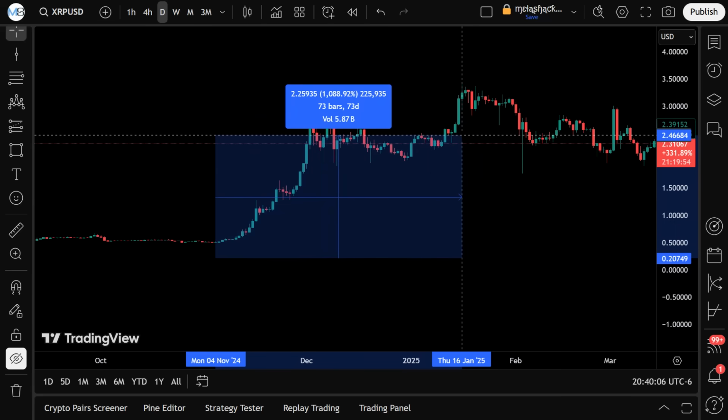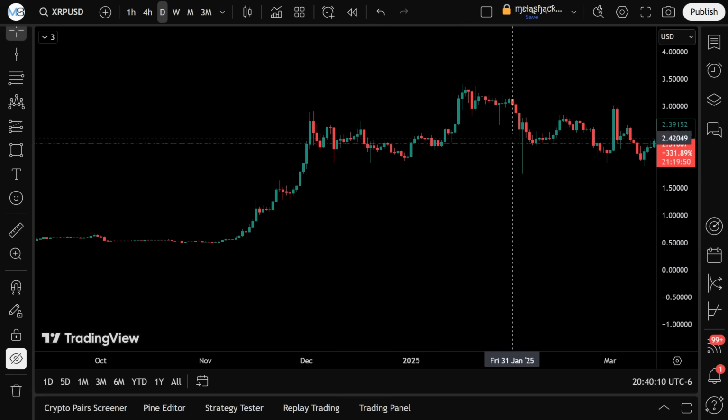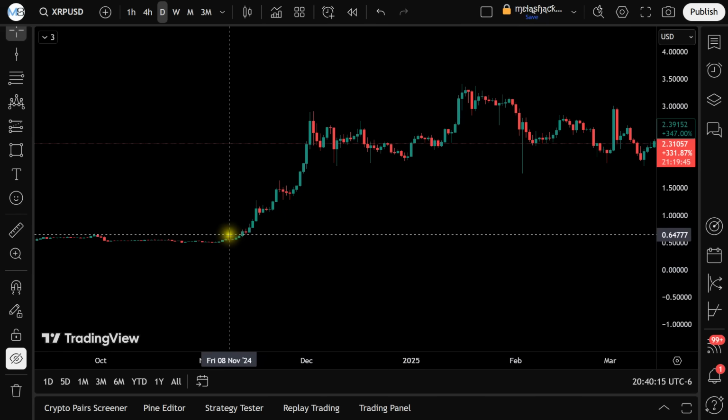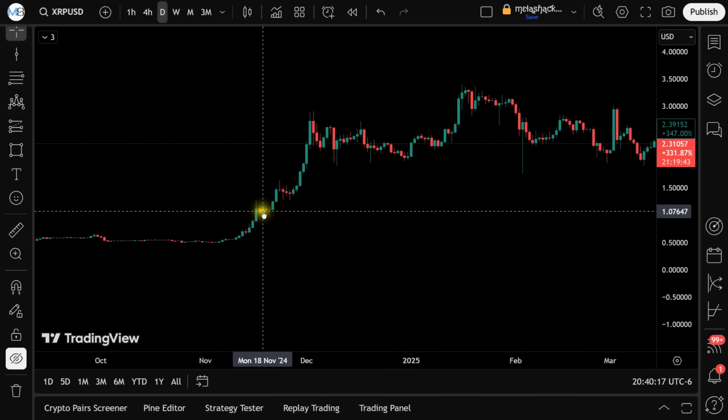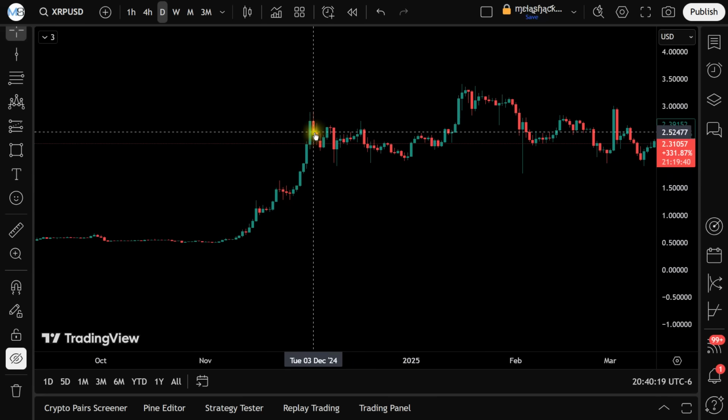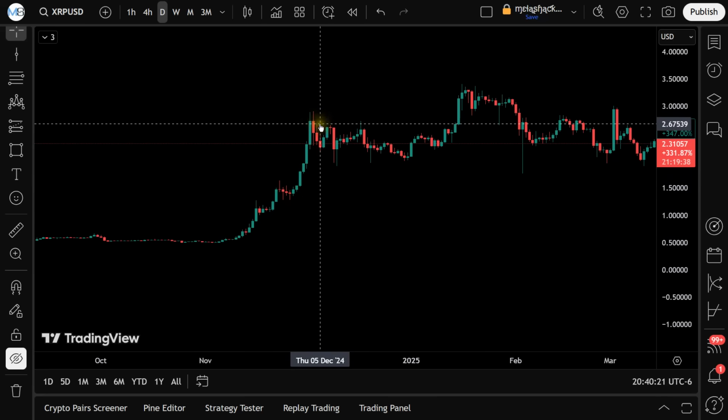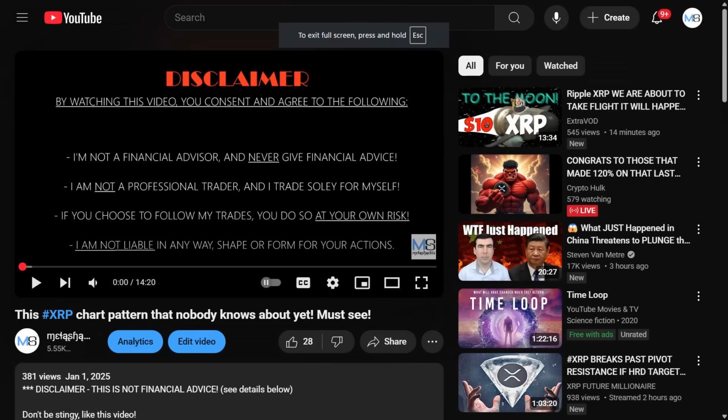So I'm expecting something very similar to this, which would likely lead to 2, maybe 3 areas where price will consolidate along the way before we hit the high. And if you would like to go back and see one of the first videos, if not the first video I did after this pattern had formed, you can go back and watch it. It's titled This XRP Chart Pattern That Nobody Knows About Yet, which was published on January 1st, 2025.